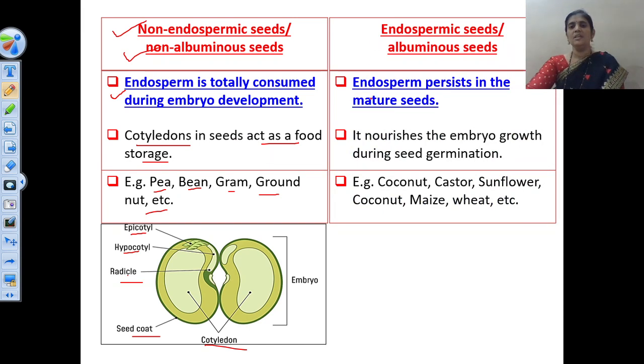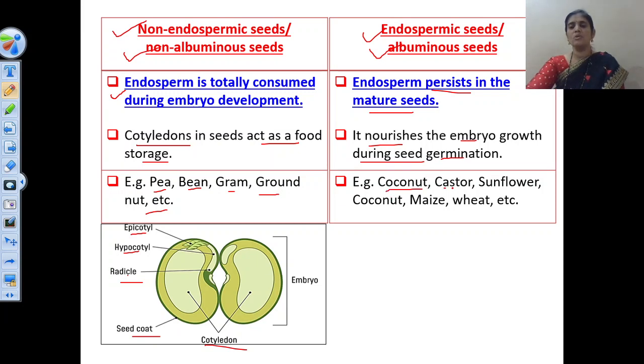Means here the endosperm persists in mature seeds. Means after the development of the embryo, the endosperm remains in that seed or remains in that ovule. Hence such seeds are called endospermic seeds or albuminous seeds. And the endosperm is there, it is nourishing the embryo during seed germination. So here the role of endosperm is nourishment of the embryo during seed germination.